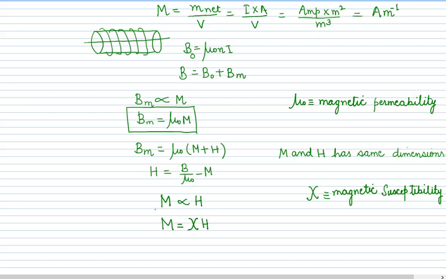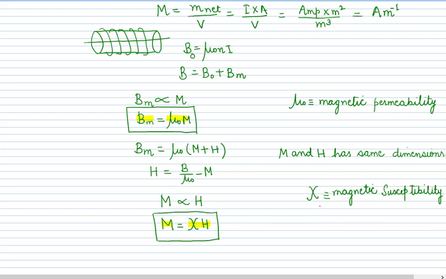So this is the relation between magnetization and magnetic intensity. These are the two important relations we have to always remember whenever we are studying magnetization. So these two relations you should always remember.